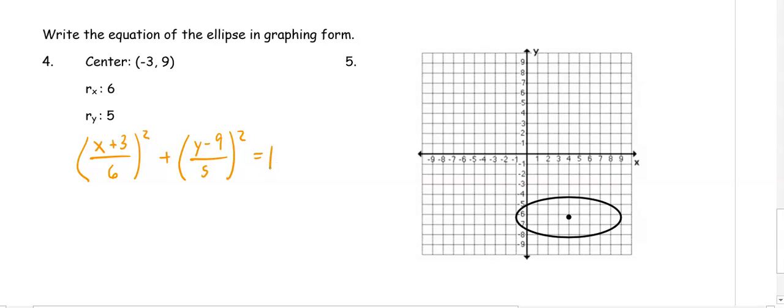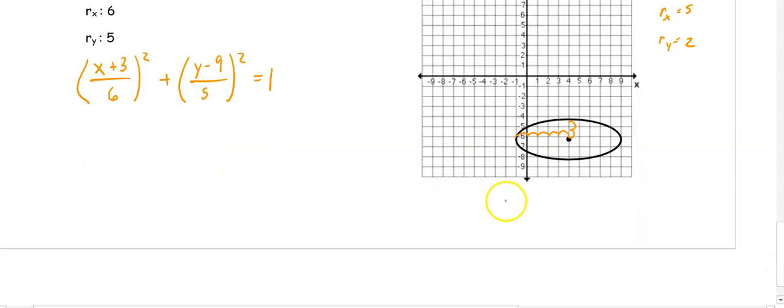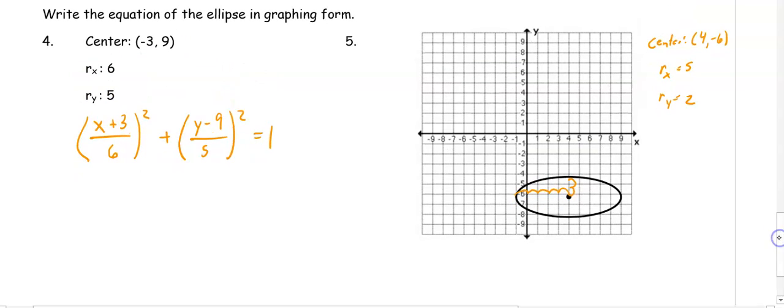In number 5, we have our graph, so we need to get some information from it. The center is going to be at (4, -6). The x radius, so count to the side, 1, 2, 3, 4, 5. So the x radius is going to equal 5, and the y radius is going to equal 2. So our equation then is going to be ((x - 4)/5)^2 plus ((y + 6)/2)^2 equals 1.